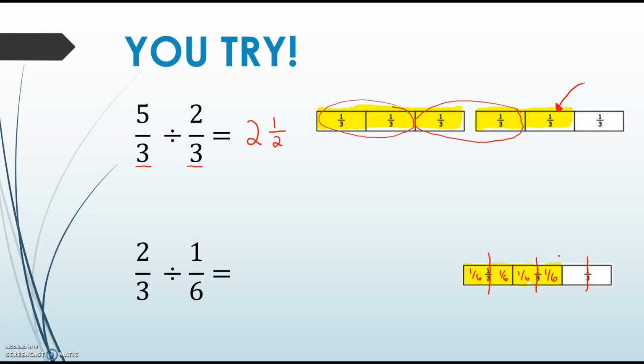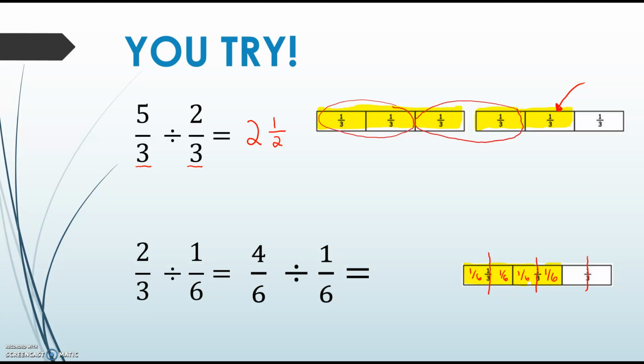So when we make common denominators here, 2/3 is equivalent to, now you can see that there are 4/6. So my new division problem becomes 4/6 divided by 1/6. I have the same size pieces. This is going to help make this problem much easier.